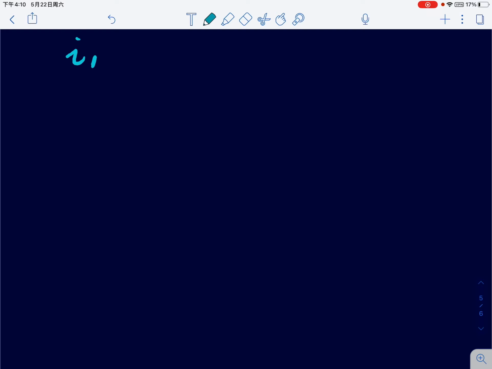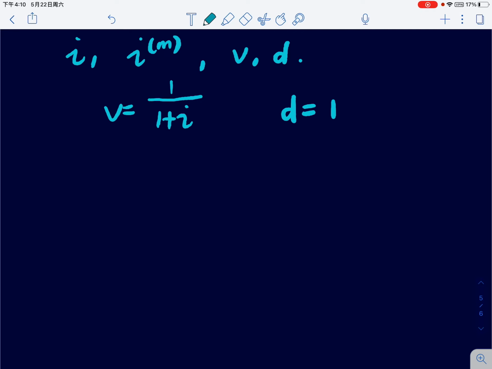First we know i means interest and i(m) means nominal interest when you pay more than once per year, and v and d. We know that v is a discount factor and v equals 1 over 1 plus i, and d equals 1 minus v. So yeah, and now let's talk about annuity.